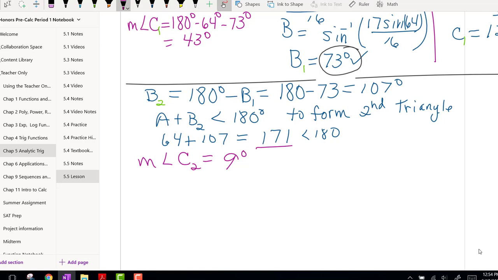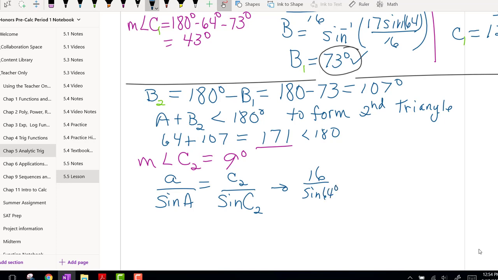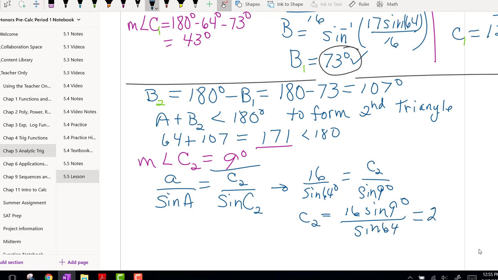So now I can use that to find the other side length then. So I need my second side, C. So I'm going to do that by doing A over sine of angle A equals C2 over sine of angle C2. So that's going to give me 16 over sine of 64 equal to C2 over the sine of 9 degrees. That's our C, 9 degrees. So C2 is going to equal 16 sine 9 over sine of 64. So C2 is going to equal 2.78 units.